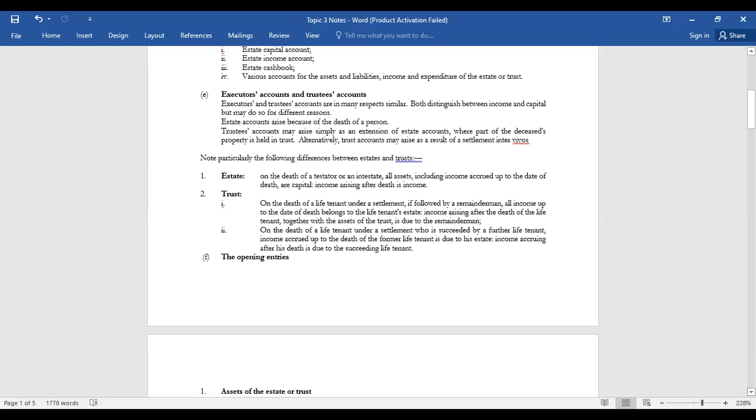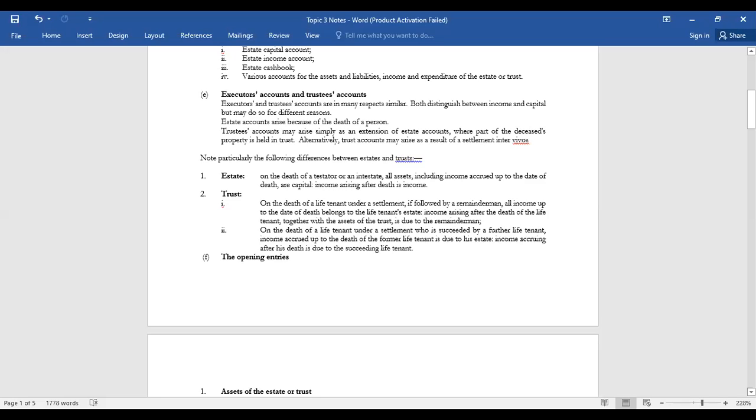If the trust requires that they be there, let's say for a duration of 5 years after the death of the testator or the intestate, that is what will happen. The trustee will prepare the books and maintain them in the trust until such a time or until the maturity as postulated in the will. So executors and trustees accounts are similar. Both distinguish between the income items and the capital items. But the difference now occurs because of the death of the person.